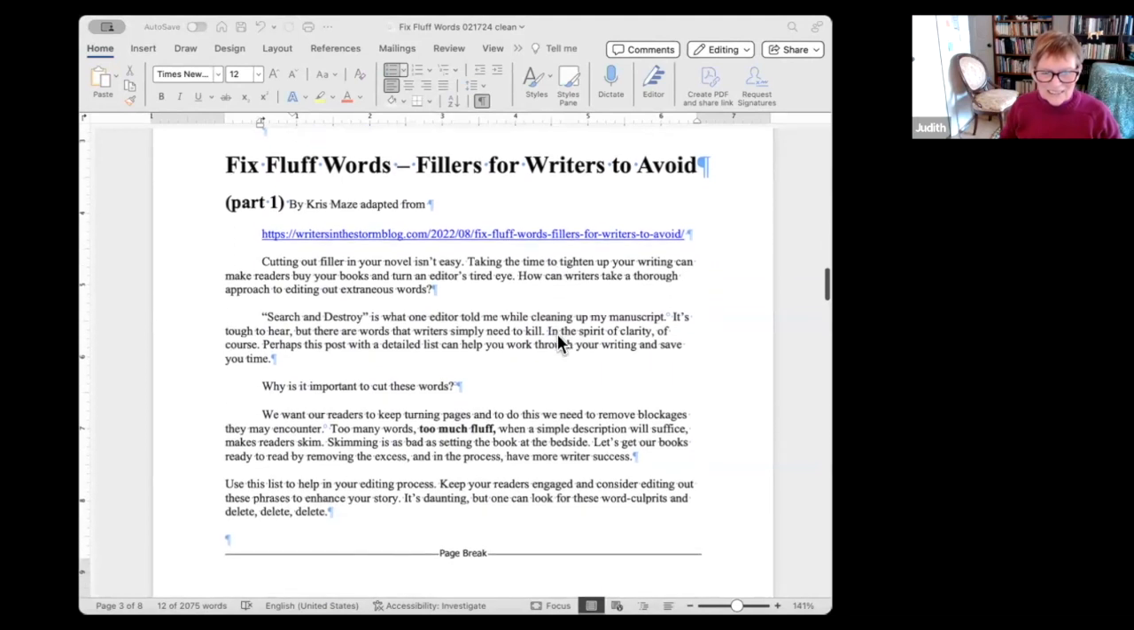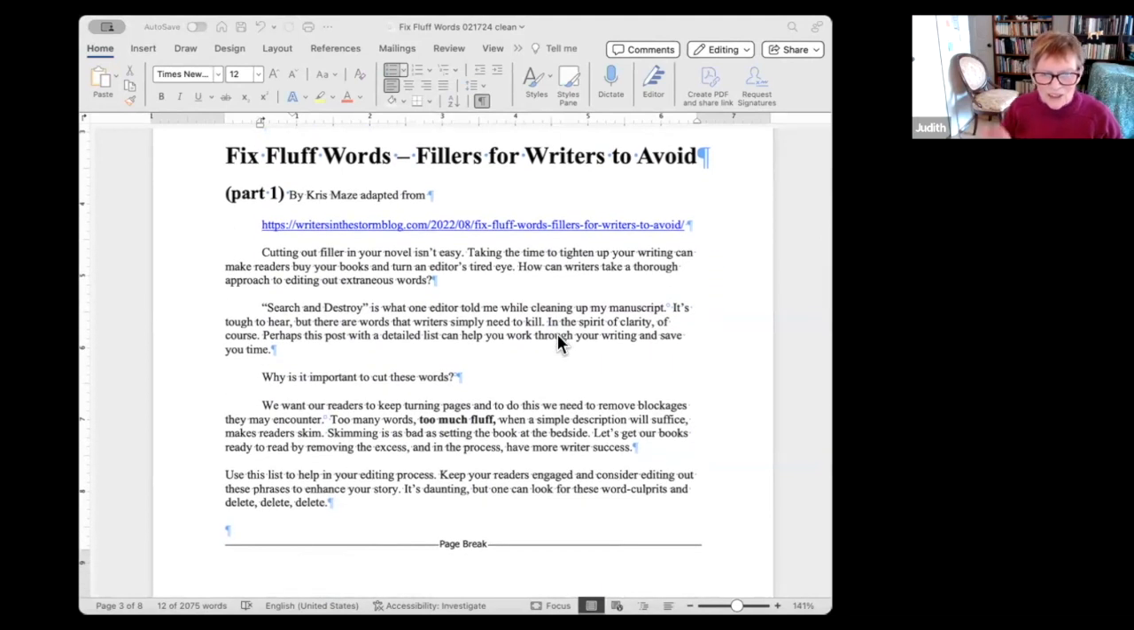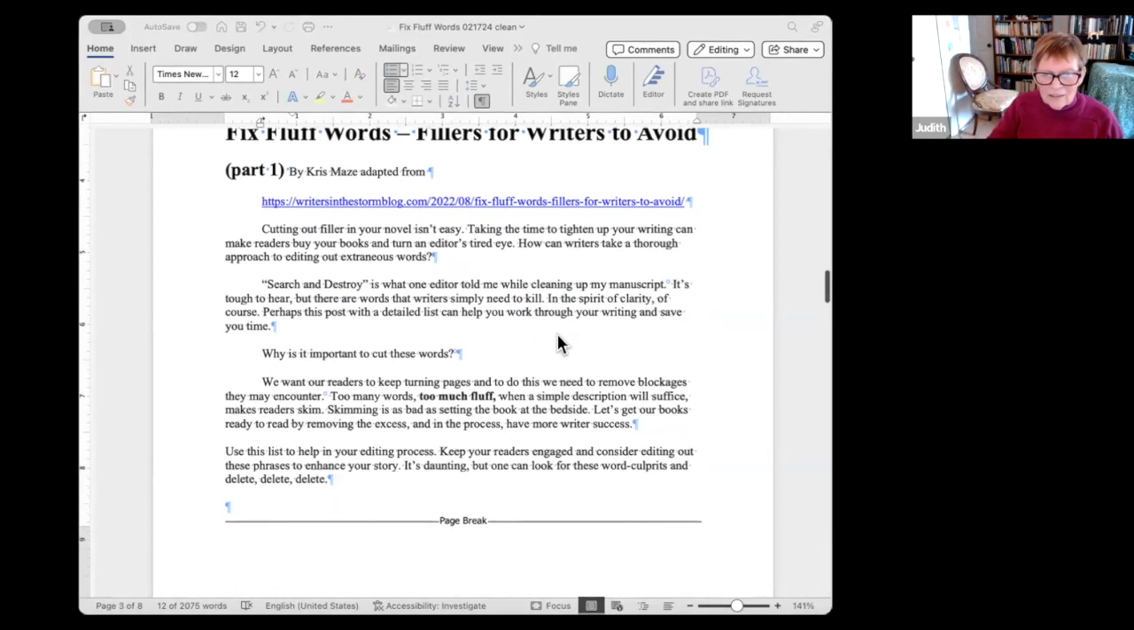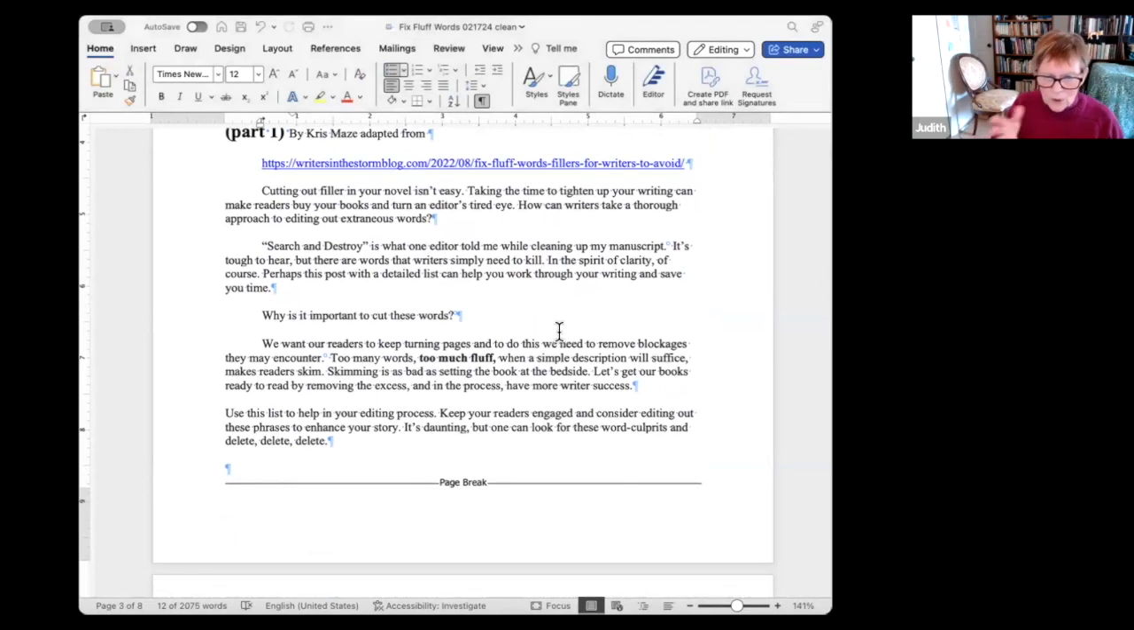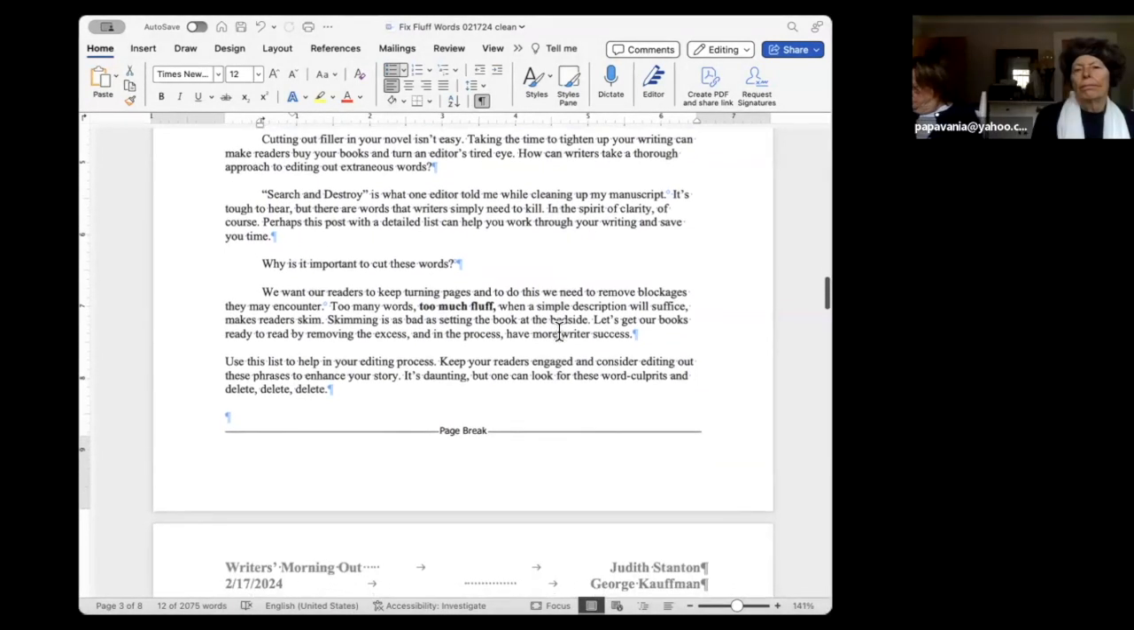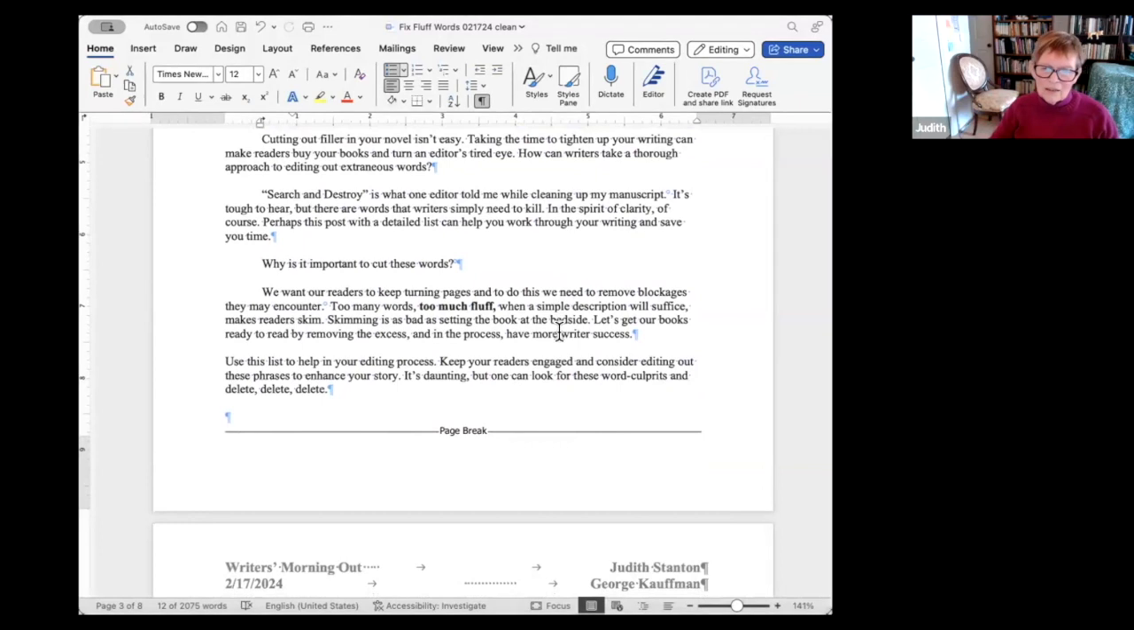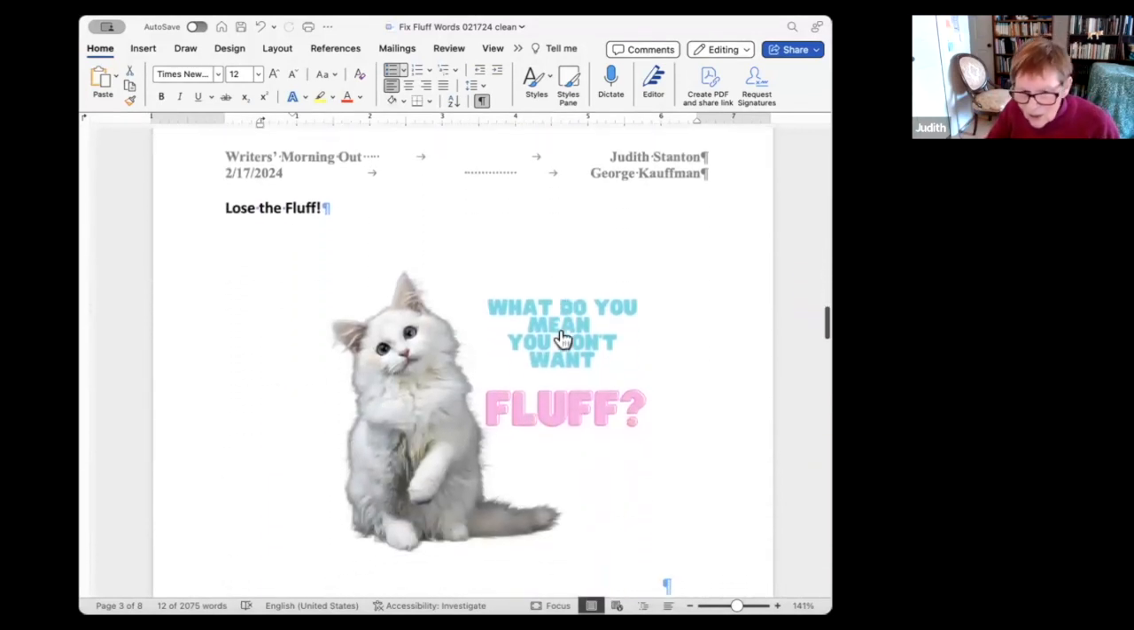We're almost there. Okay. She just has some good points about cutting out filler in your novel. It isn't easy, but I like what she says, that it can be done at the end. It's daunting, but one can look for these word culprits and delete, which George and I feel that we've done with great success. And then if you just go on down to the next page, I would like to close with this.